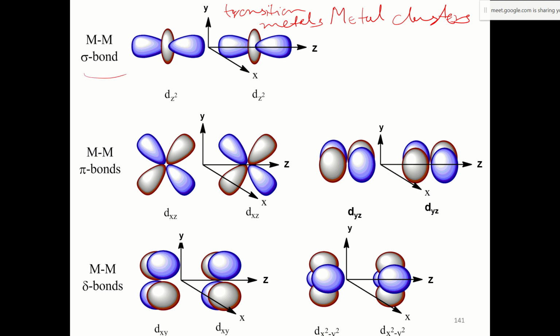a sigma bond possibility: there is one along the internuclear axis, a combination of orbital dz square, and there is sideways overlap which can happen for dxz, dyz.